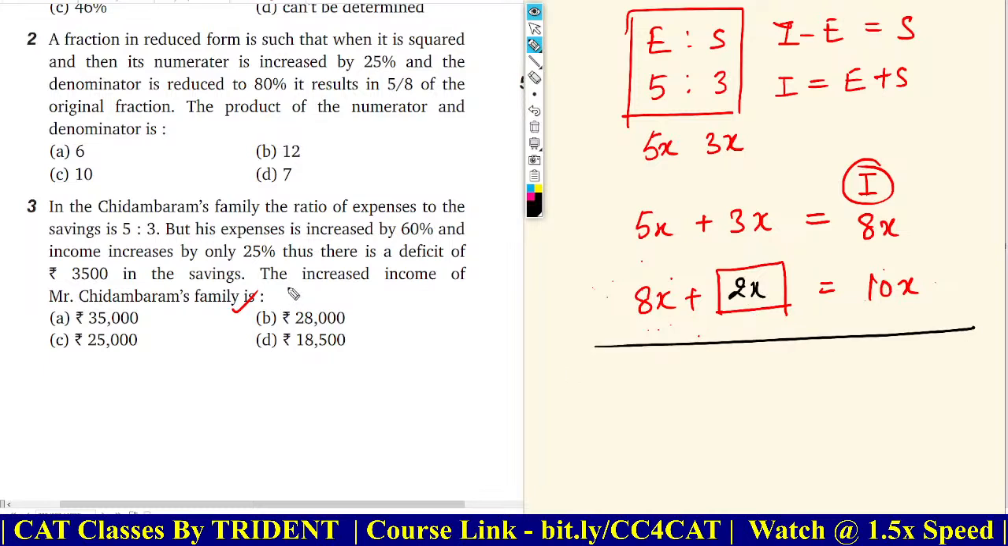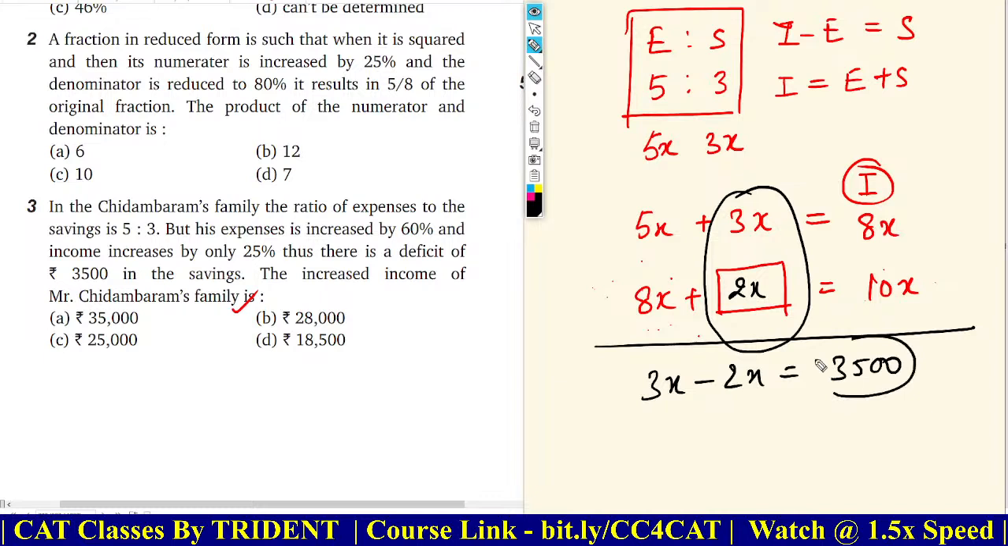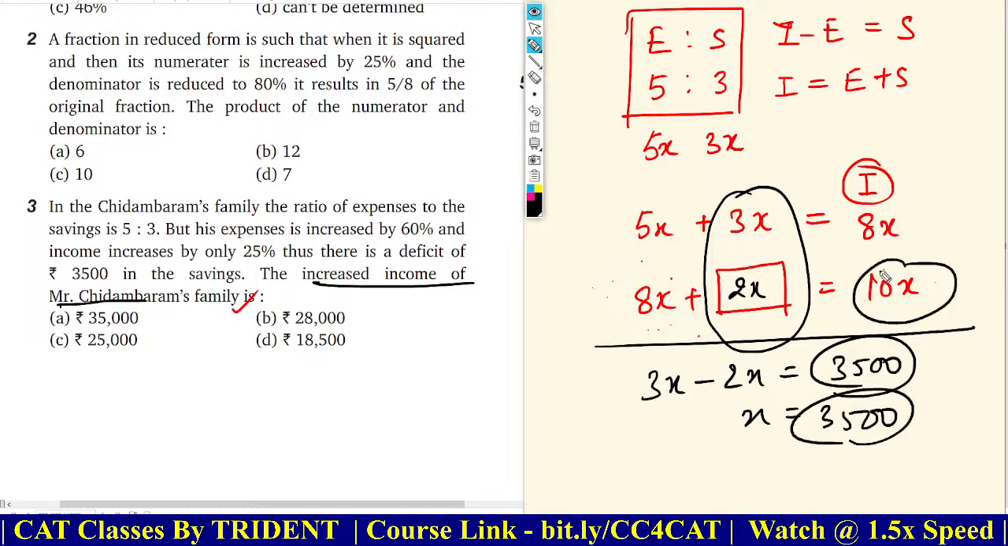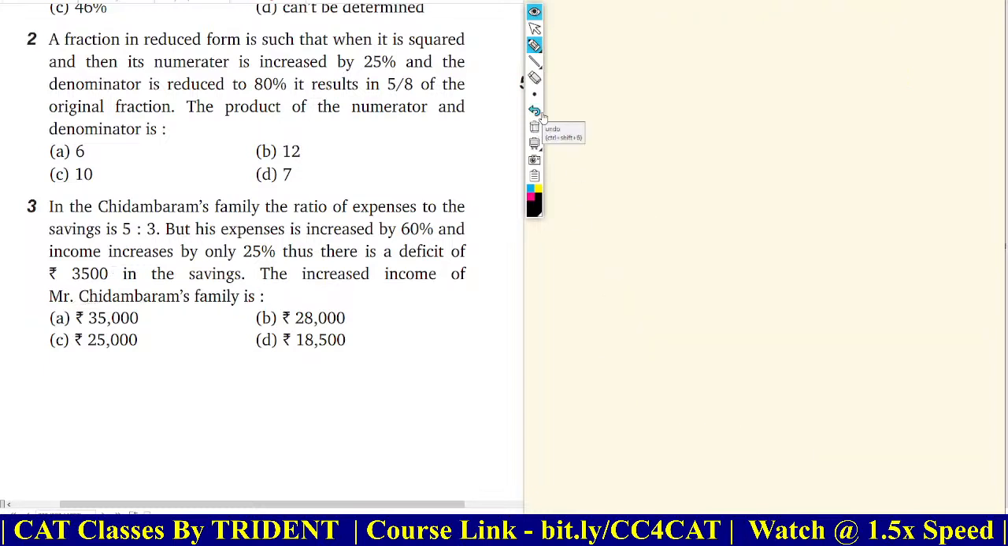Now look at the question. The question says that there is a deficit of 3500 in the saving. Can you see the deficit? The deficit is 3x minus 2x, that is given as 3500. And they have asked you the increased income of Chidambaram's family. So you can directly say that x is equal to 3500. They are asking you about this number 10x. So can you not directly, without going any further, say that the answer to this question would be 35,000? I hope that makes sense.